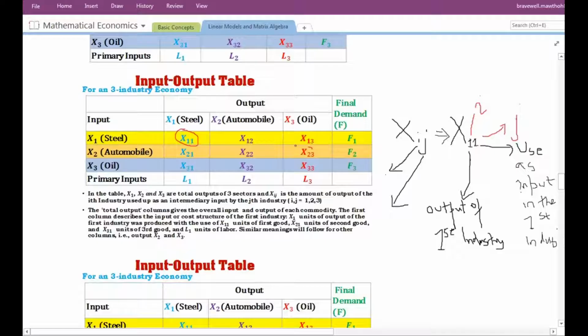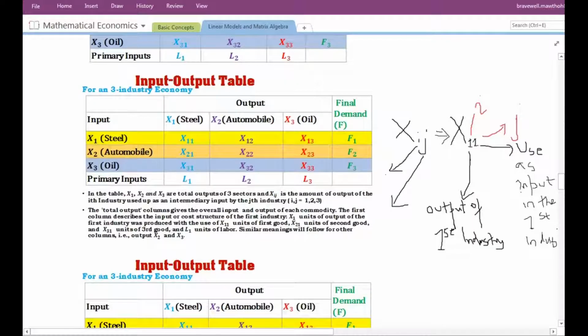In the same manner, X23 implies that output of the second industry, that is automobile, is used as input in the third industry, that is oil. X32 implies that output of the third industry is used as input in the second industry, that is output of oil is used as input in the automobile industry. The total output column gives the overall input and output of each commodity.